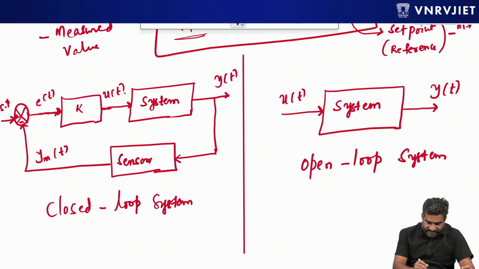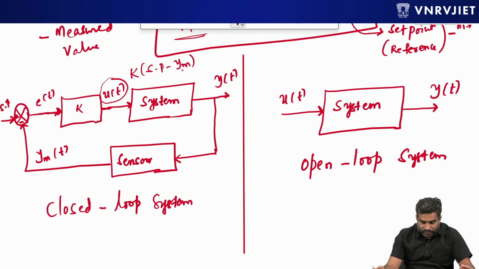So now if you really see, the input is k times E of t, that is nothing but k times set point minus Y measured. That is, the input knows what is happening at the output end. So that is the reason why we call it more intelligent than an open loop system. Closed loop systems are generally more intelligent than open loop systems, because there is feedback, meaning the input knows what is happening at the output end.